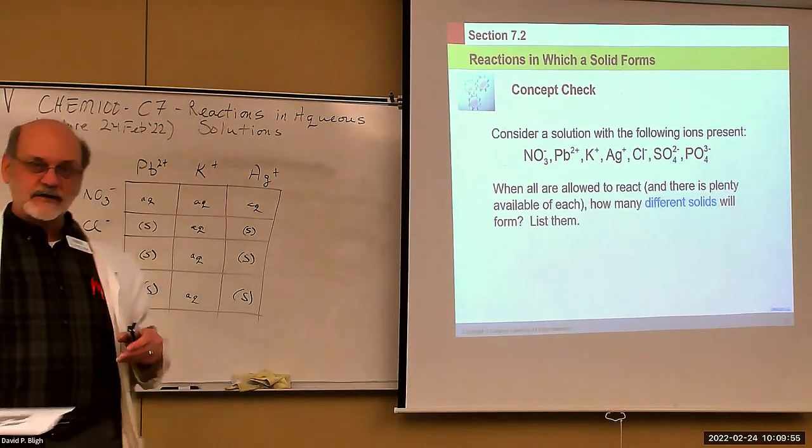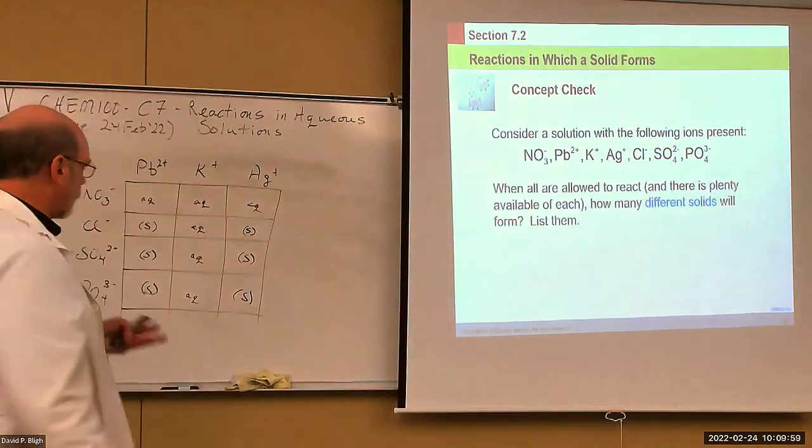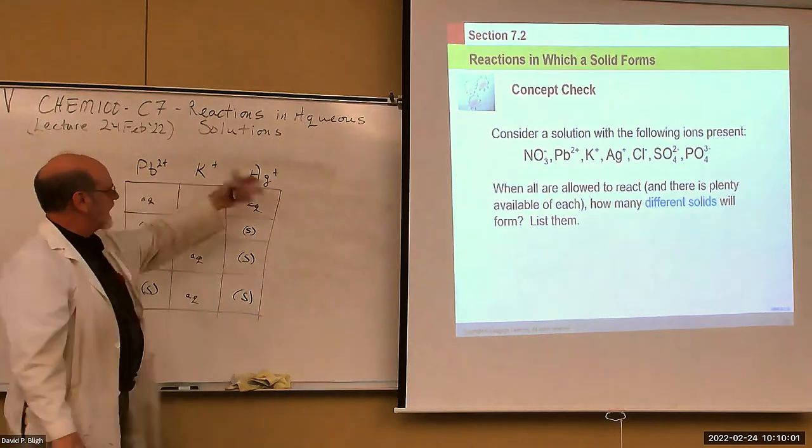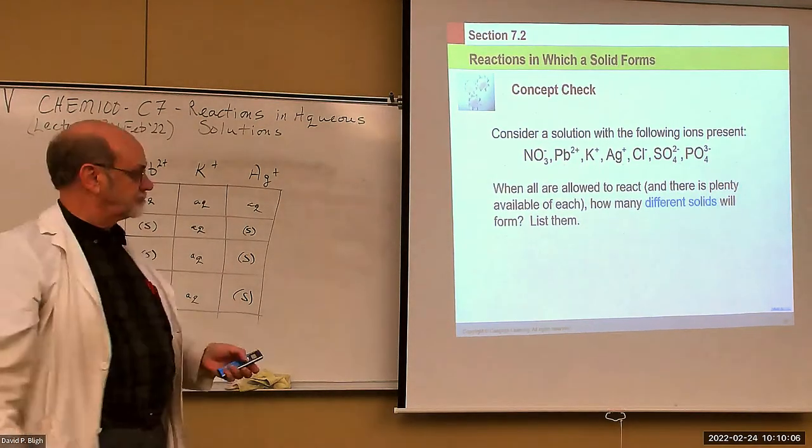Okay, so that's how you work that problem. You can just form a grid. Cations across the top, anions down the side, and just match them up.